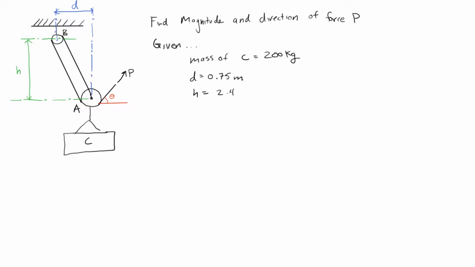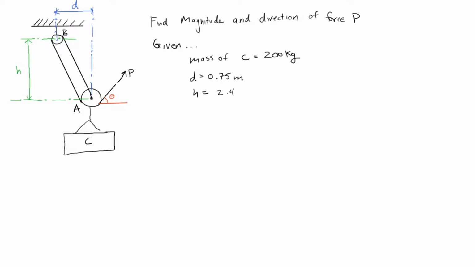In this problem, we're going to find the magnitude and direction of force P, and we're given this mechanical system that contains two pulleys and a weight C, or a mass of weight C. Okay, so what we're going to do is draw a free body diagram. That's usually the first thing you're going to do in all these problems.